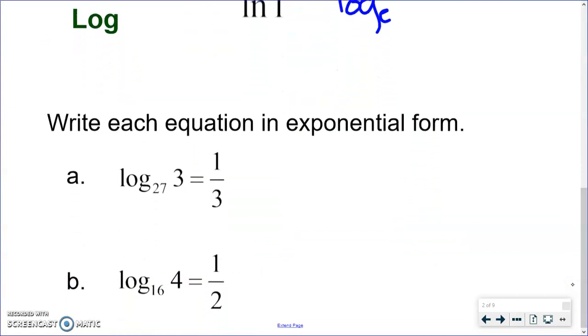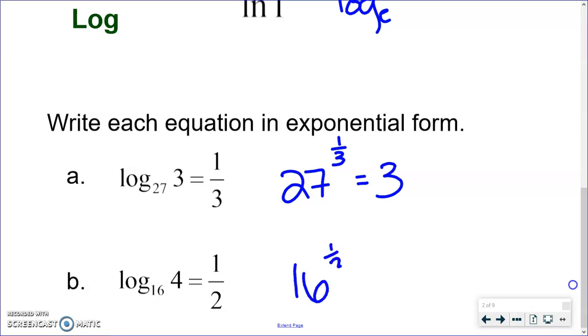So, a quick review here. It says write each equation in exponential form. So base to the number on the other side of the equals sign equals 3 here, and 16 to the 1/2 equals 4.